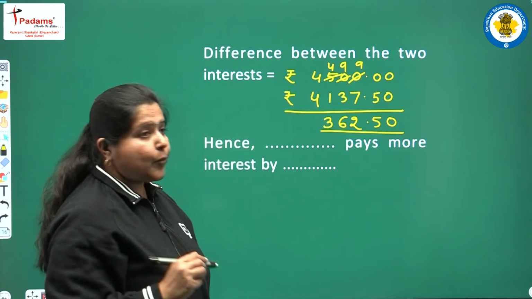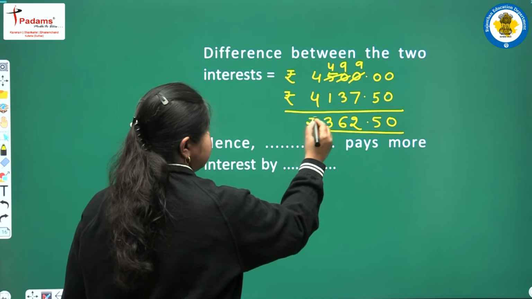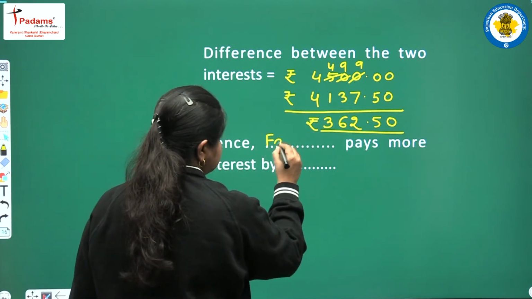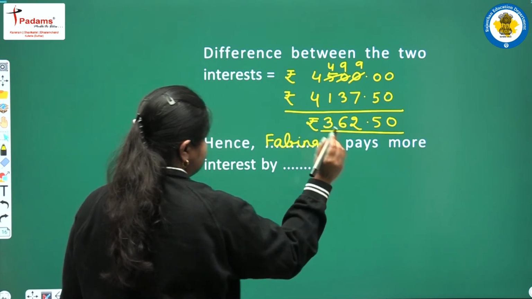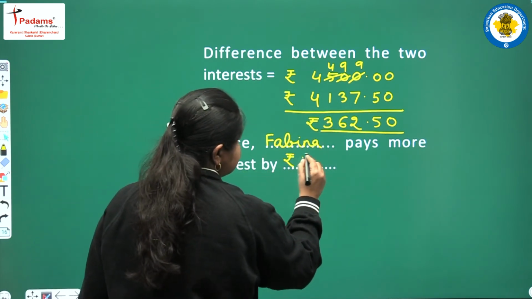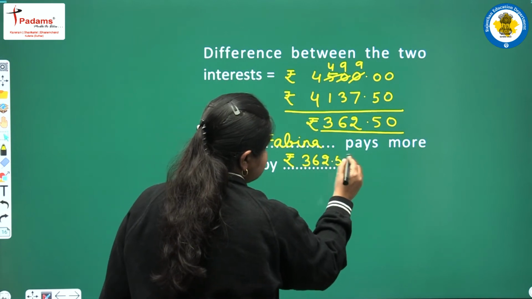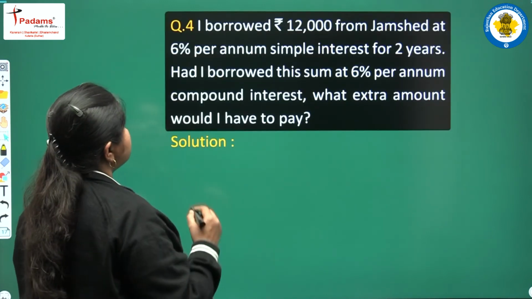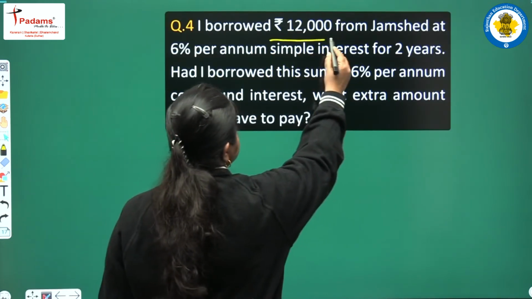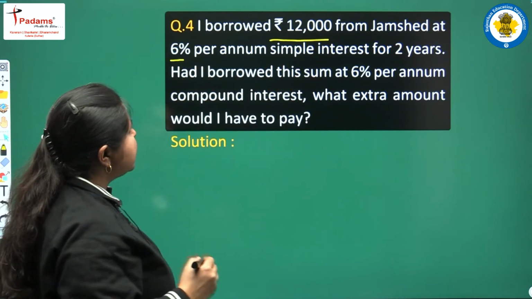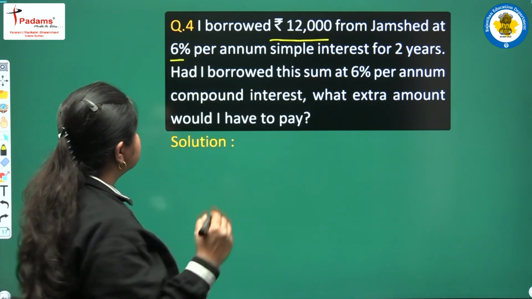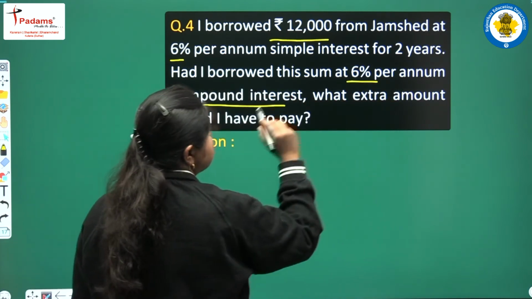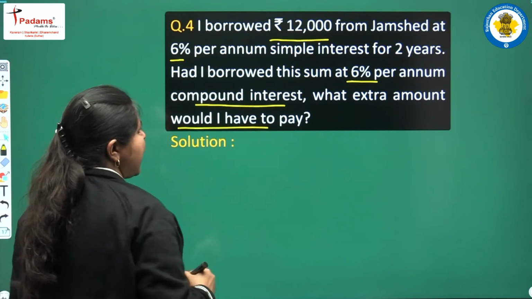So 362.50 rupees. ये हो गया difference, and hence who will have to pay more interest? Febina pays more interest by rupees 362.50. Getting it? Next we have question number 4. I borrowed rupees 12,000 from Jamshed at 6% per annum simple interest for 2 years. Had I borrowed this sum at 6% per annum compound interest, what extra amount would I have to pay?